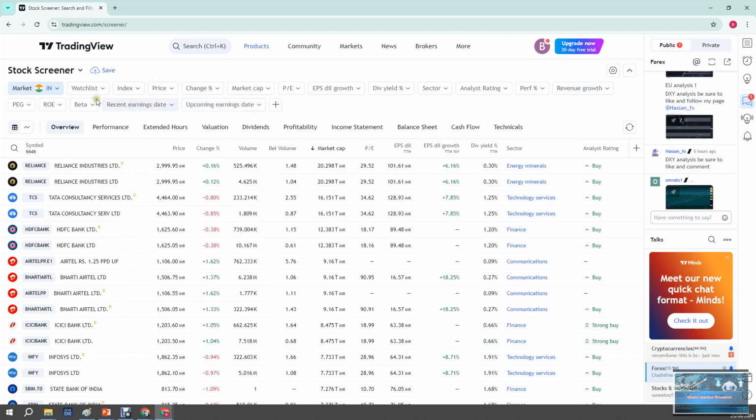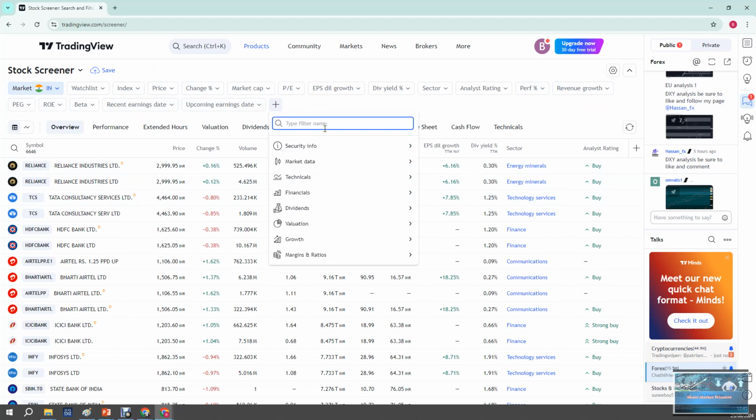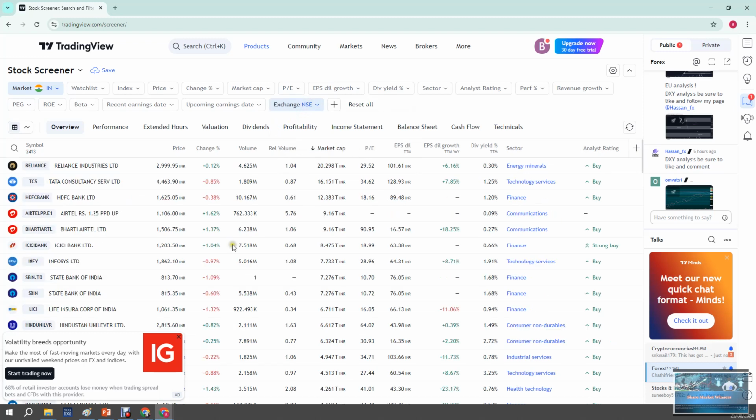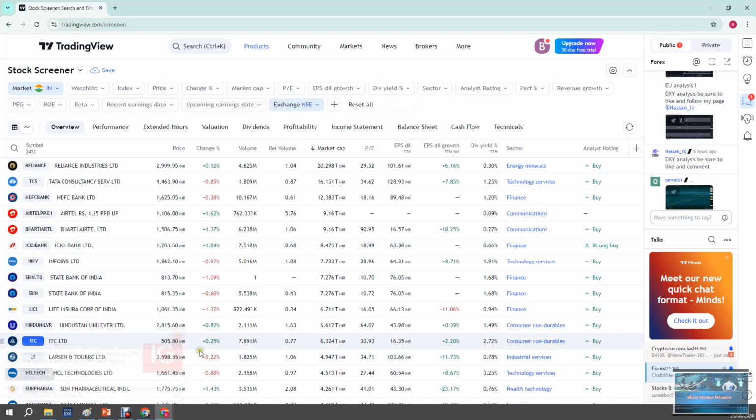Okay, there is a way to get rid of the duplicates because it shows both NSE and BSE. I think we need to add exchange. If you add exchange, then it will give you an option, I think. If you select NSE, then it will get rid of all the BSE stocks.